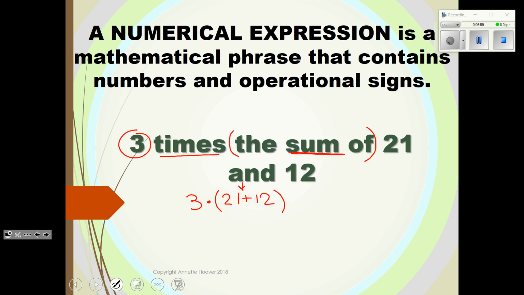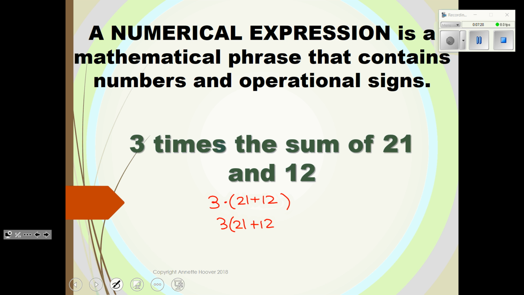So we add those two numbers. Now what happens when we do order of operations is we always do multiplication before addition, but when we use this set of parentheses, it changes the order in which we evaluate it. That's why those parentheses are important. So when we read 3 times the sum of 21 and 12, you could write 3 times the sum of 21 and 12, or you could leave the dot off altogether, and because there is no sign here, we understand it to be multiplication.